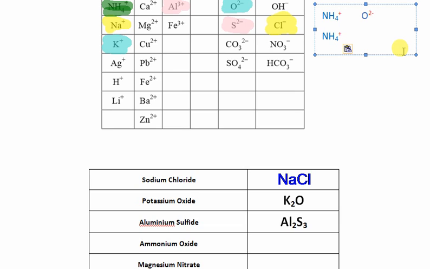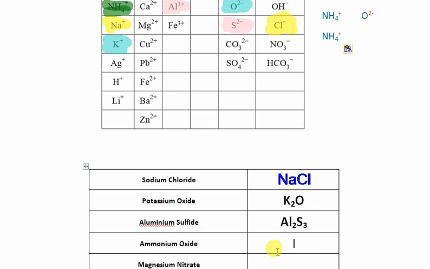So again, NH4 is a little group of atoms that all together are trying to lose 1 electron. They become a 1 plus ion. And oxygen is trying to gain 2 electrons to become a 2 minus ion. So when they combine, we need 2 of the ammoniums and only 1 of the oxygens to balance the 2 positive charges with the 2 negative charges on the oxygen.